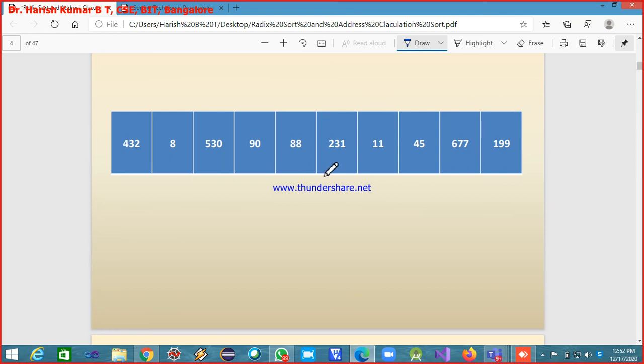Now among this, the biggest number is 677, and it is a 3-digit number. Correct? The biggest number we have found here is a 3-digit number, and the loop should go for how many times? 3 times. So now I have found the value of k. K is equal to 3.